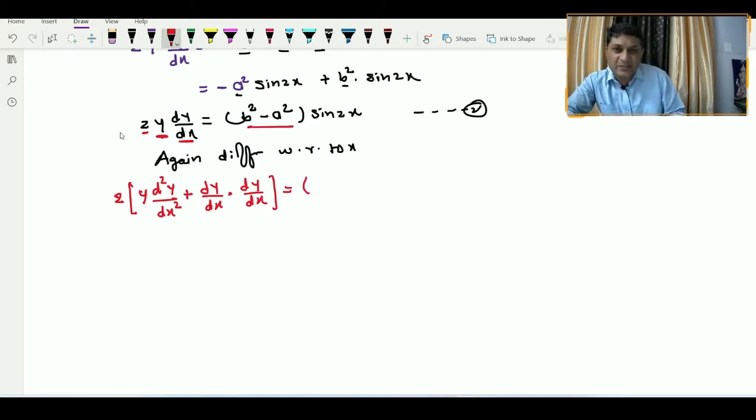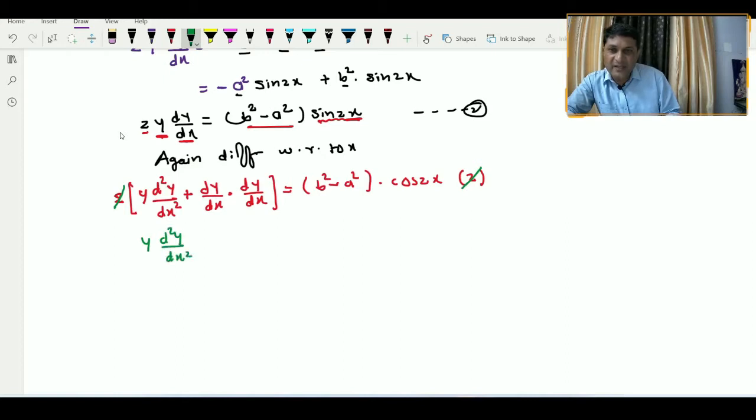On the right hand side, let us see what we'll get. Keep this term as it is, b square minus a square is a constant term, and now we are finding the derivative of sin 2x, which is equal to cos 2x into the derivative of 2x, and the derivative of 2x will be equal to 2. Here easily we can observe that this 2 and 2 on both sides will get cancelled. Here the remaining term is y d2y upon dx square. Here dy upon dx into dy upon dx will be the square of dy by dx, and on this side b square minus a square into cos 2x, keep it as it is.